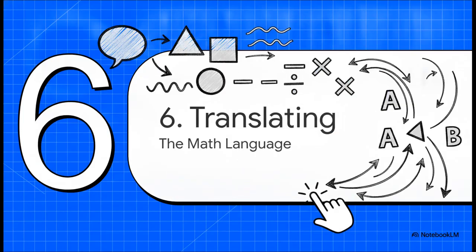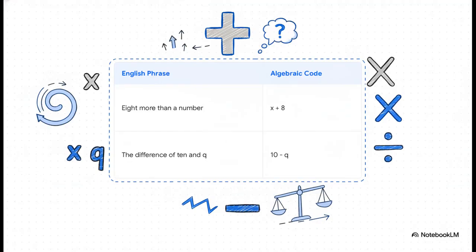And finally, part 6, translating the math language. For our final step in this explainer, we're going to bring all of these rules together and translate actual English sentences directly into algebraic code. This is the moment you become a true bilingual speaker of mathematics. By mapping specific English words like more than to addition and difference to subtraction, we can effortlessly translate verbal descriptions straight into mathematical expressions.